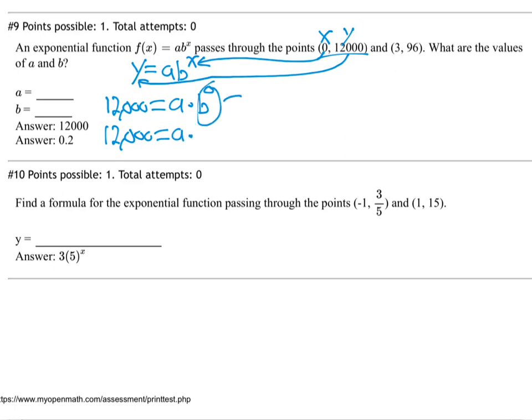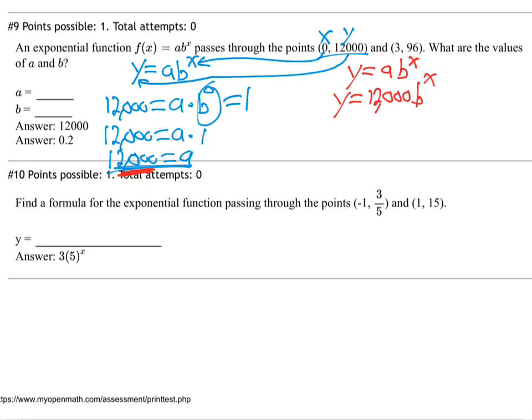And what's b to the 0? What's anything to the 0? It's 1. It's a times 1. So a times 1, that's just a. So a is 12,000. So we got our hands on a again. A is 12,000. Let's write the equation again now. Y equals a times b to the x. But now we know a. A is 12,000.